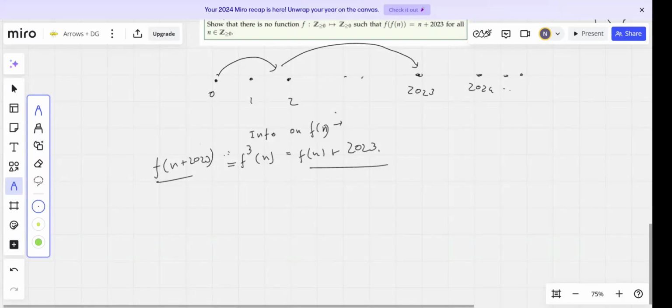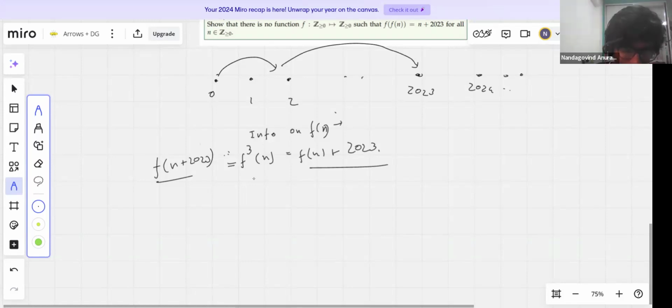I understand where f of n plus 2023 is equal to f3n. I'm not sure about how it's equal to the last expression, the third one. So that's a little trick. That's called the FFF trick. It's something that you should definitely be familiar with.